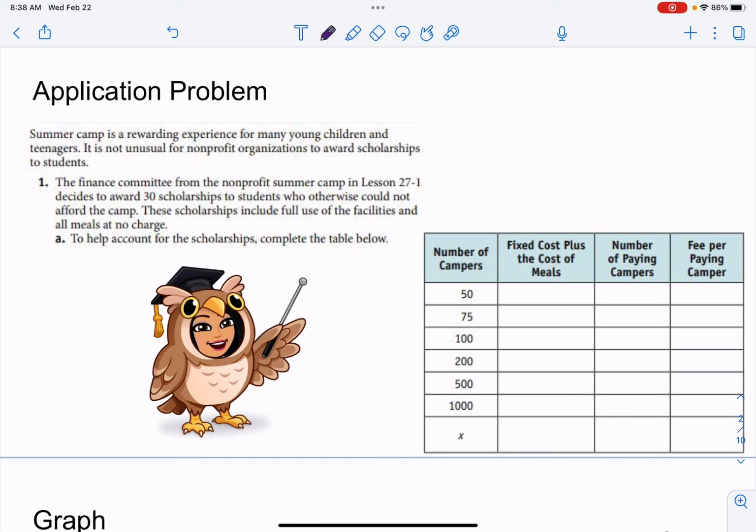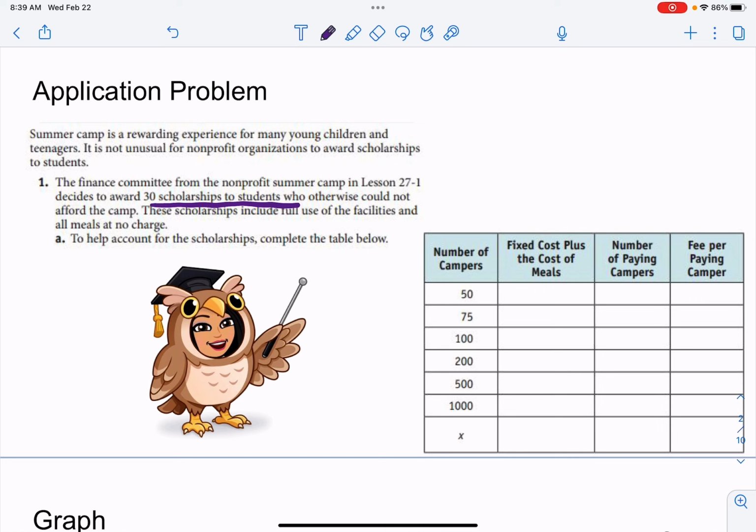It says summer camp is a rewarding experience for many young children and teenagers. It is not unusual for a nonprofit organization to award scholarships to students. For number 1, the financial committee for the nonprofit summer camp in lesson 27.1 decides to award 30 scholarships to students who otherwise could not afford the camp. These scholarships include full use of the facilities and all meals at no charge. To help account for scholarships, complete the table below.